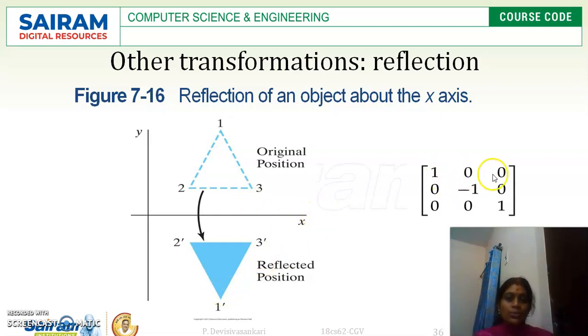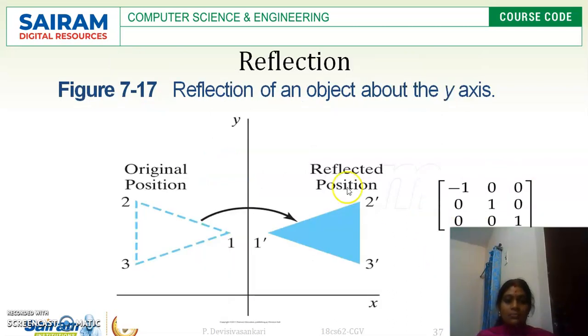So 1 0 0 and 0 minus 1 0, and here we are using a homogeneous coordinate, so 0 0 1, right? So this is the matrix format for the reflection, right? So this is about the x-axis, and now the y-axis. Y-axis means the x value, okay, the x value will be negative, the y value will not change, right?